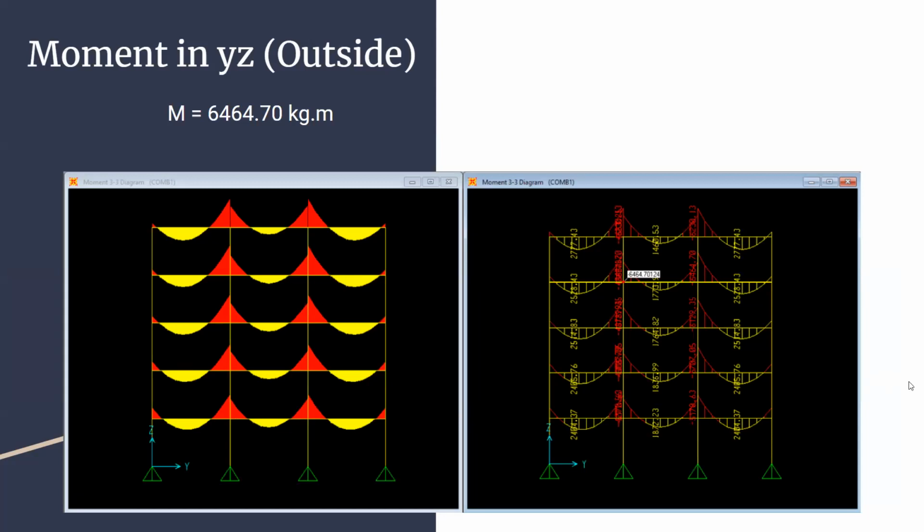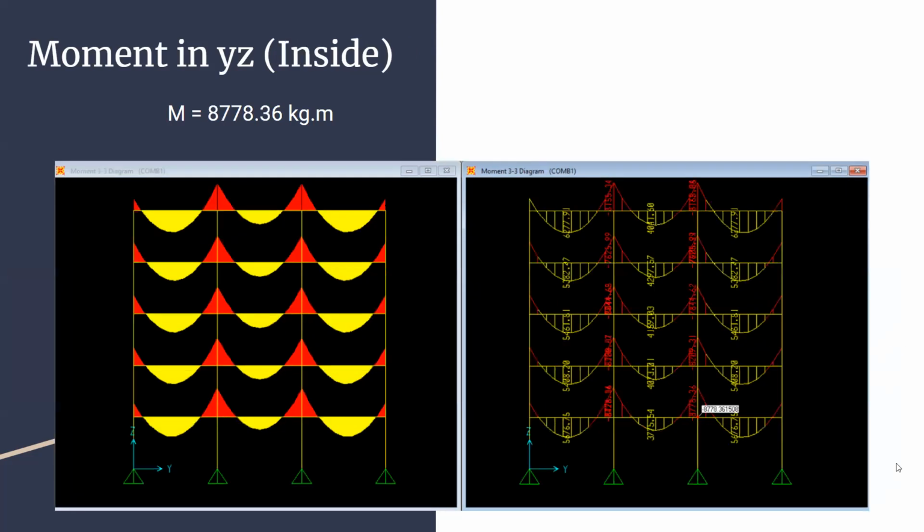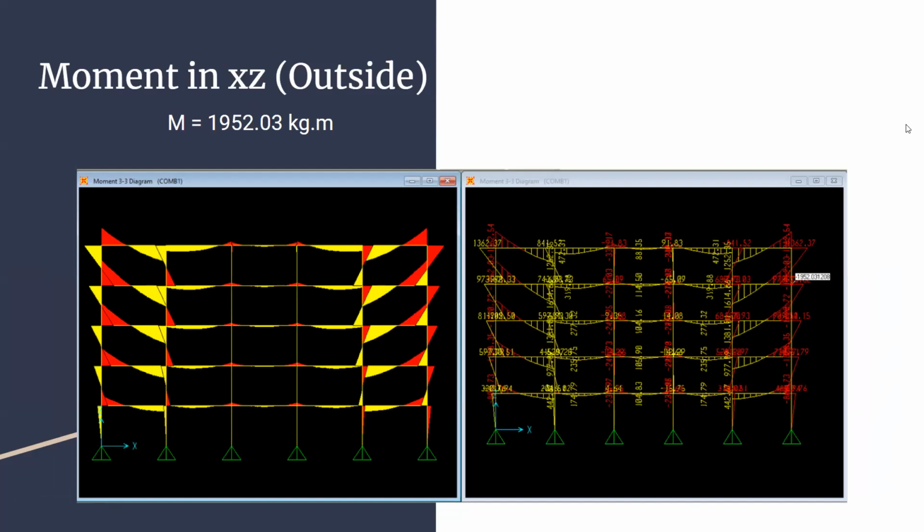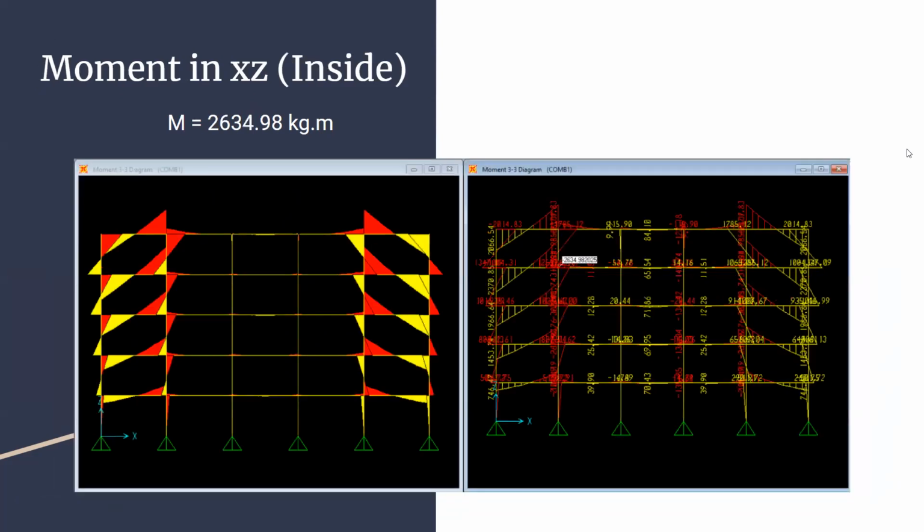For bending moment in the YZ plane, the maximum moment of outside is 6.46 tons meter, and inside is 8.78 tons meter. In the XZ plane, the maximum moment of outside is 1.95 tons meter, and inside is 2.63 tons meter.